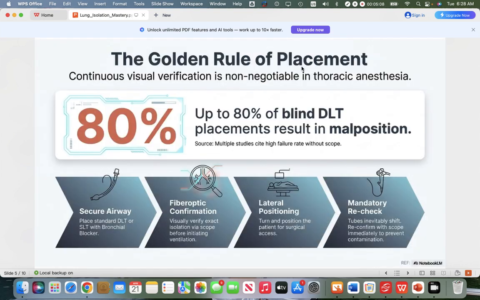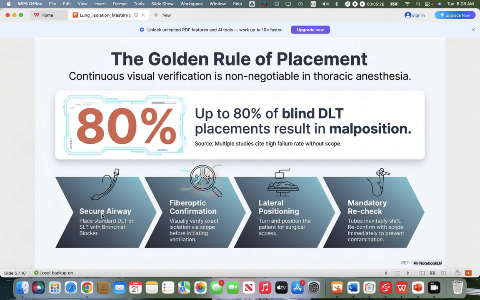What is the golden rule of placement? Continuous visual verification is non-negotiable in thoracic anesthesia. نتأكد 100% that the double lumen is in proper position. Up to 80% of blind double lumen tube placements result in malposition.